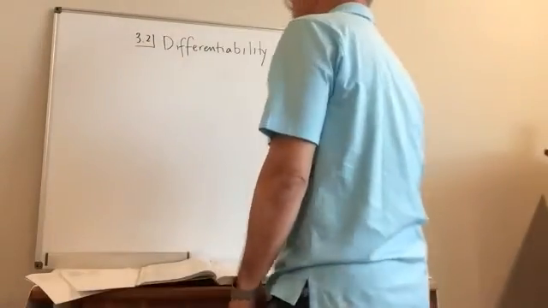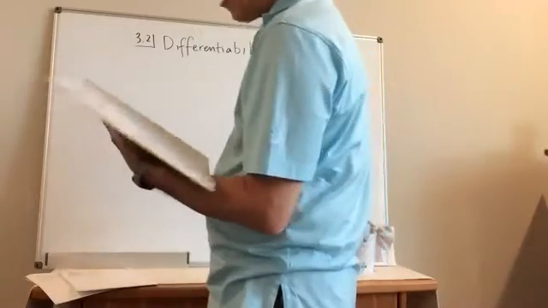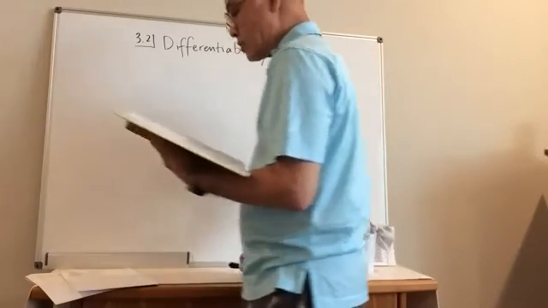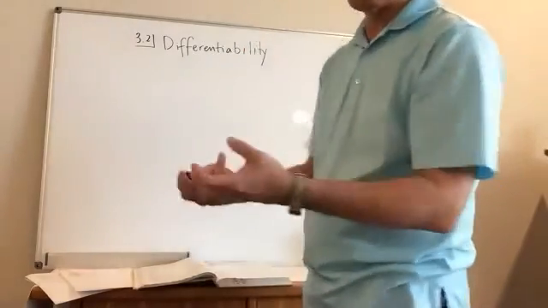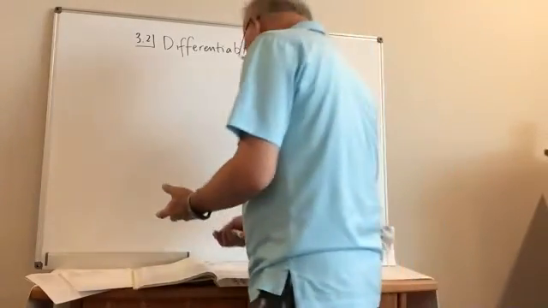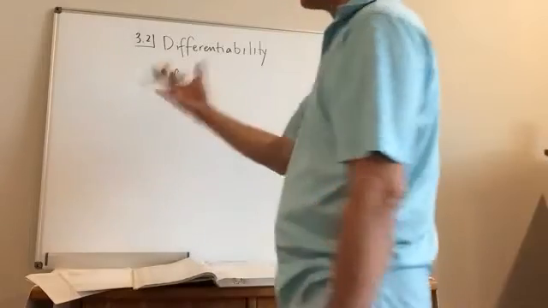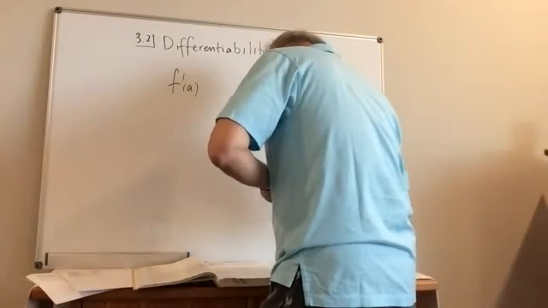3.2, differentiability. So, how f prime of a might fail to exist. Okay, so they're going to give you the possible examples of why f prime of a, or the derivative of f at x equals a, does not exist. Okay, all right. So number one, the first one is a corner.